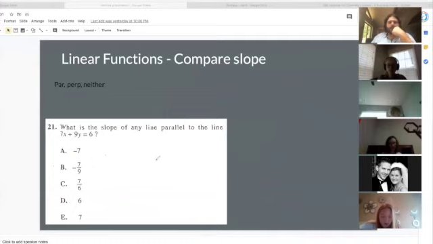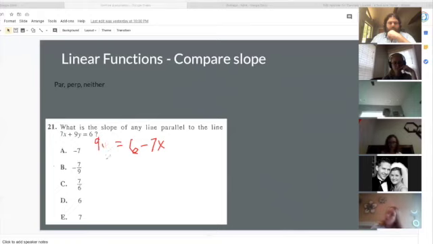All right. So Lauren, help me with this one. What are we going to do? It says, what is the slope of any line parallel to this line? What are we going to do here? You have to isolate the y, so you're going to subtract 7x from both sides. If I subtract 7x from both sides, I'm going to be left with this. And then what do we do? You're going to divide by 9 to each number.